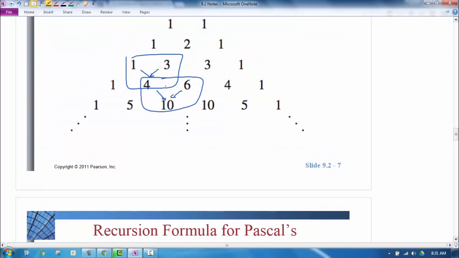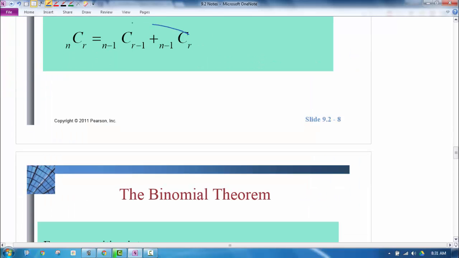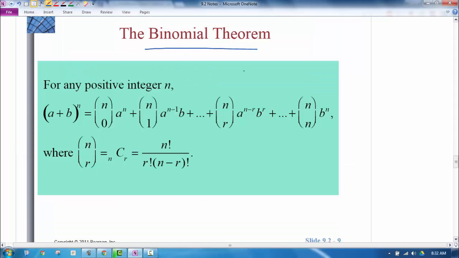Like for this one right here, this is 4c1 plus 4c2, which gives you 5c2. And you'll notice that follows along with this exactly the way I wrote it. Okay, so here's the binomial theorem. We've been using it. We just used it to do the expansion, so I kind of explained it to you already.